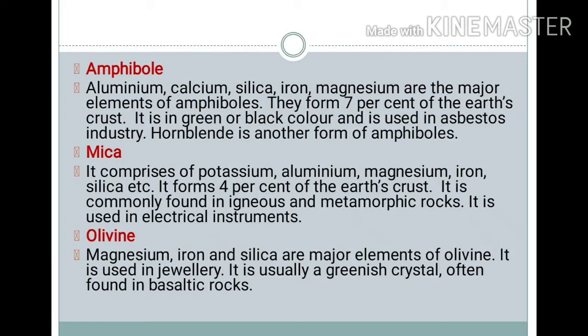The sixth one is olivine. Olivine is comprised of magnesium, iron and silica. Olivine is used in jewelry. It is usually a greenish crystal which is often found in basaltic rocks. So these are some major minerals which are found on the earth's surface, and their characteristics and uses also.